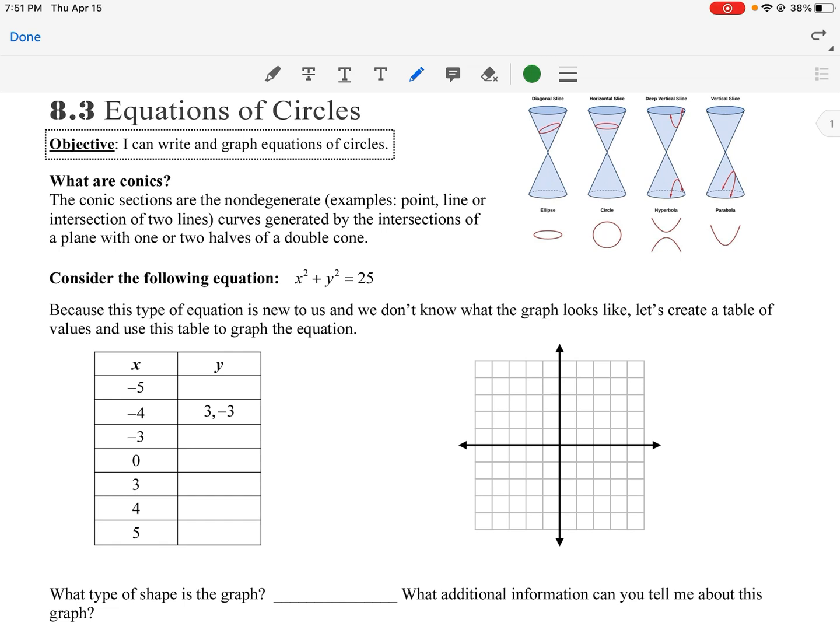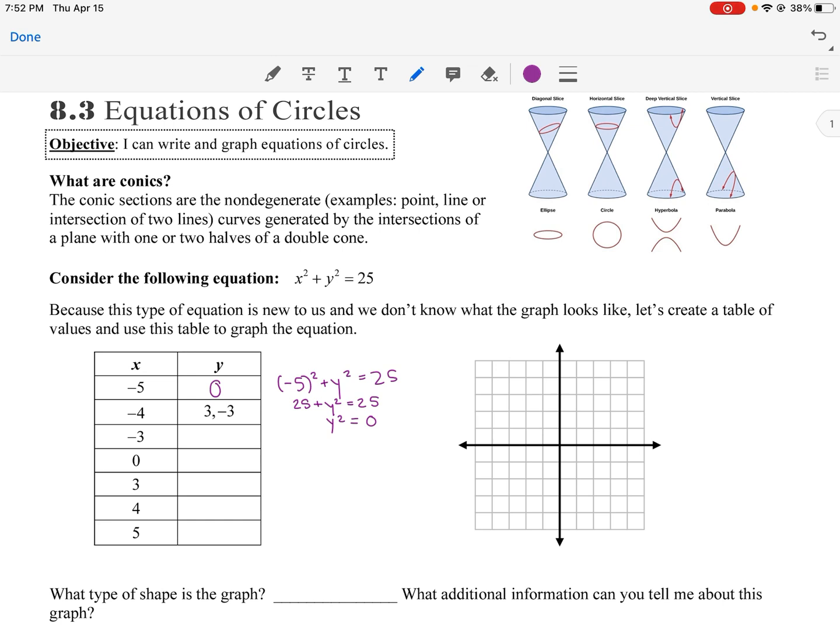Consider the following equation. We have x squared plus y squared equals 25. Because this type of equation is new to us, we don't know what the graph of it looks like. So let's create a table of values and use this to graph the equation. For example, if I have negative 5, I'd have negative 5 squared plus y squared equals 25. So then you'd have 25 plus y squared equals 25. Let's solve for y. Subtract 25 from both sides. You get y squared equals 0. Take the square root and you do get 0.